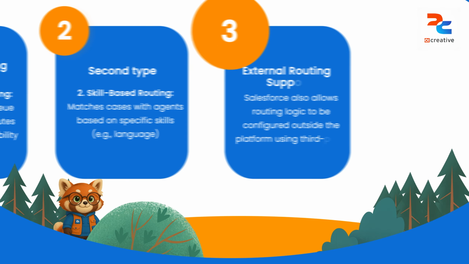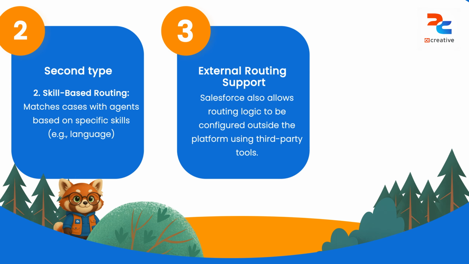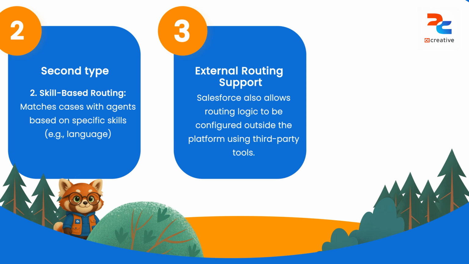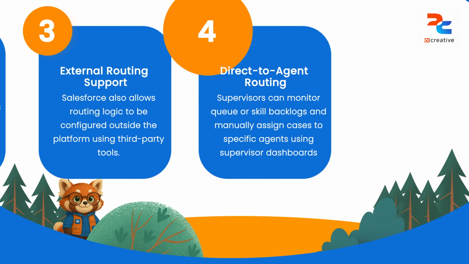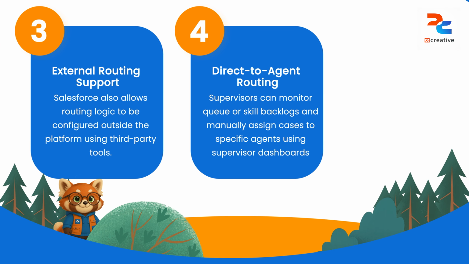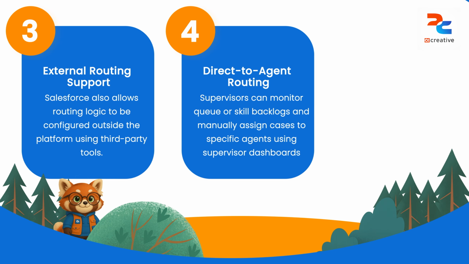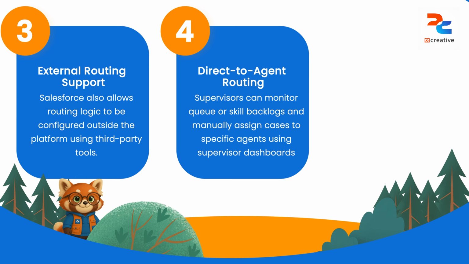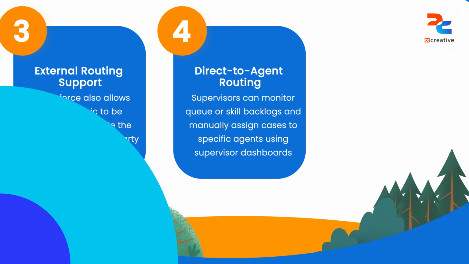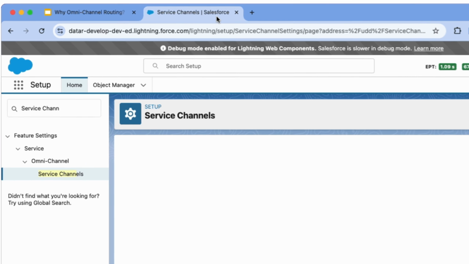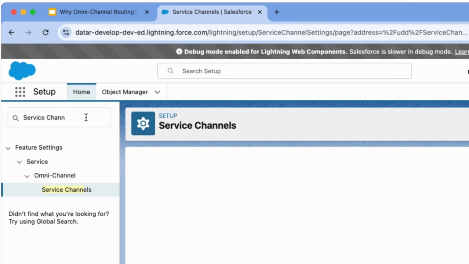Then we have external routing. If we want the configuration to be set outside of Salesforce, that's also an option available in Salesforce. And then we have direct-to-agent routing. Depending on the supervisor, they can review the queue backlog or skill backlog in the Omni Supervisor dashboard, and they can assign it directly to an agent as per availability. So let's get into a demo and hands-on exercise for the queue-based routing.